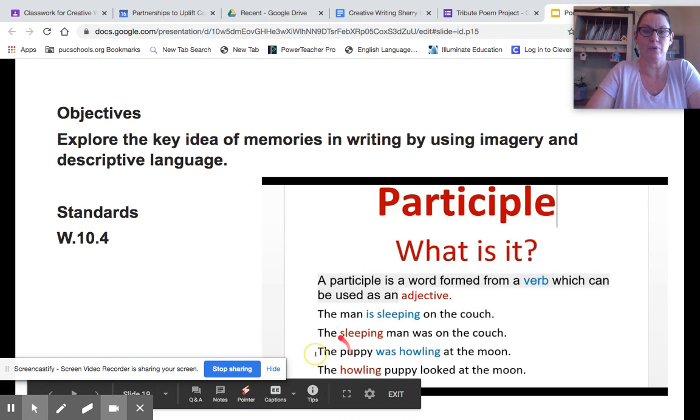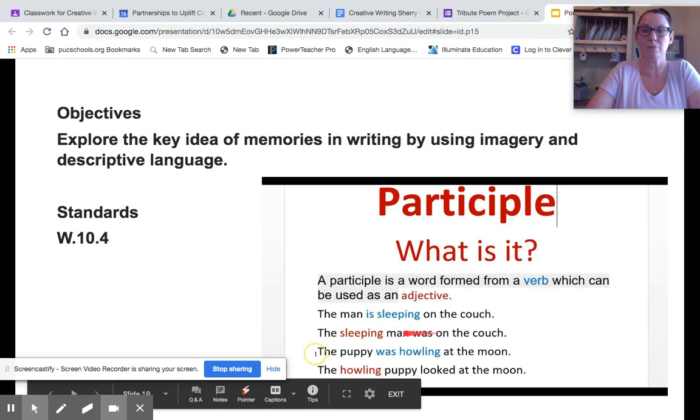So, for example, the first one we have is the man is sleeping on the couch. In this sentence, sleeping is the verb. But if we move it to the sleeping man was on the couch, you should be able to take this word out, the participle, and the sentence should still make sense. So if I just say the man was on the couch, it makes sense. So the sleeping is just adding descriptive language to describe the man.